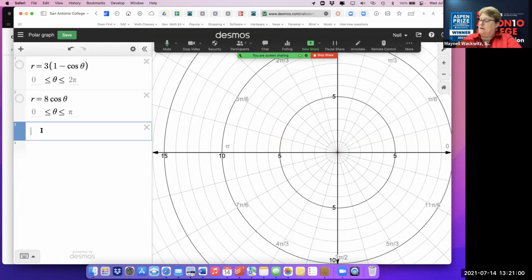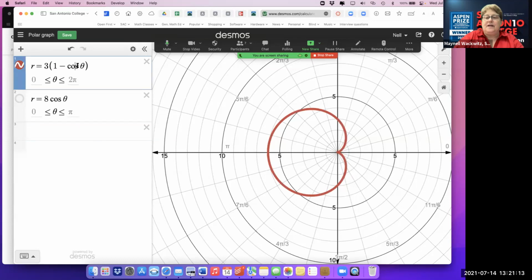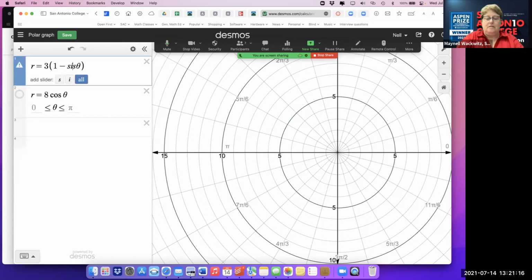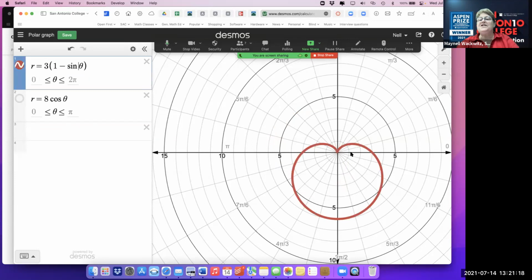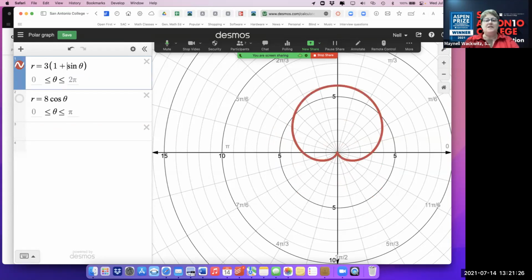Okay, excellent. Well, we see a cardioid. That's R is equal to a number times 1 plus or minus cosine or sine theta. What if we change it instead of 1 minus cosine theta? Let's change it to 1 minus sine theta. It just moves. Do you see? It was facing to the right and now it's facing down. If we make it plus instead of minus, it flips up. And that's another reason why I really want you to use Desmos. You can see how little things change the graph.